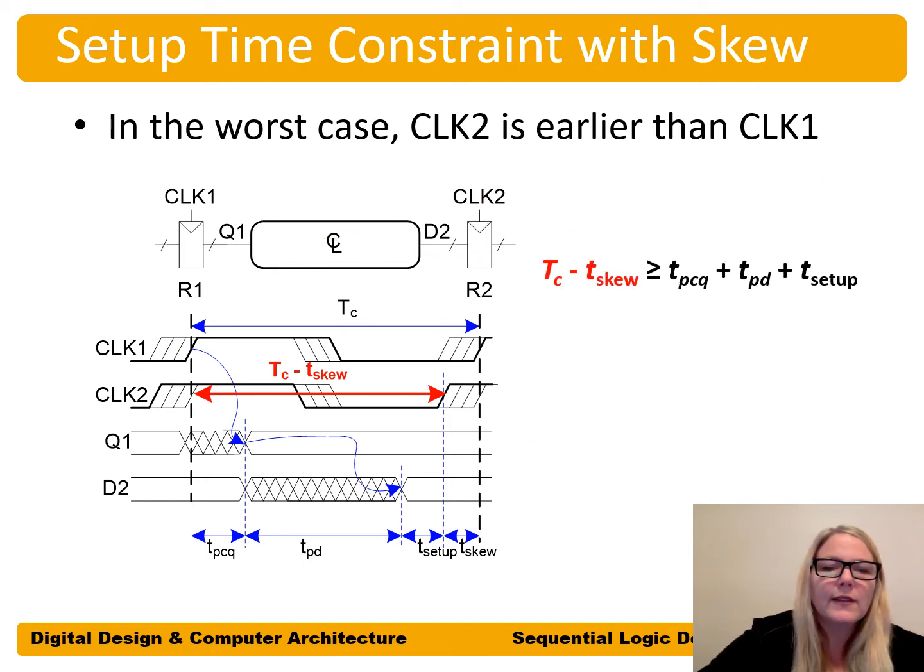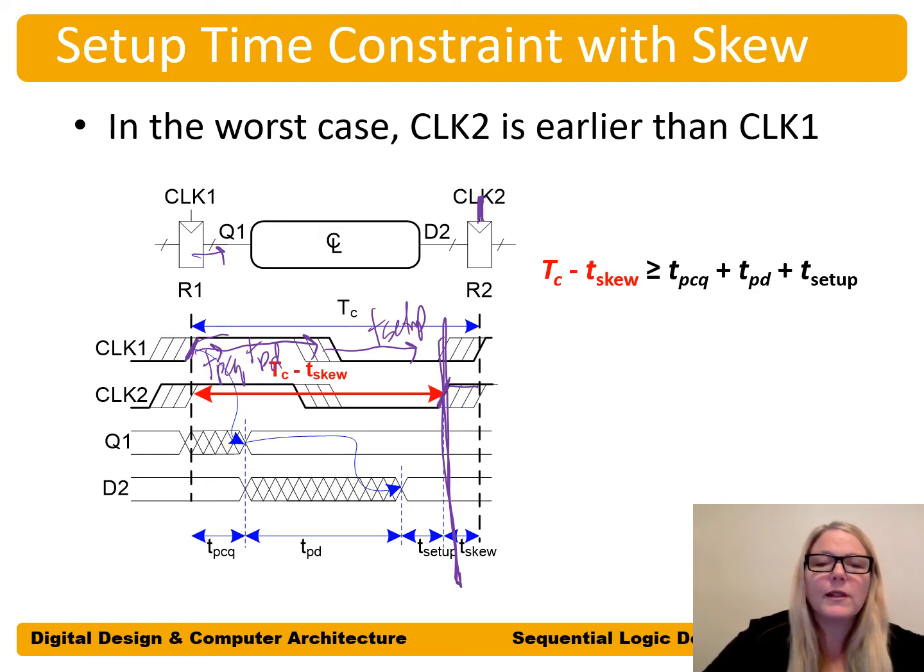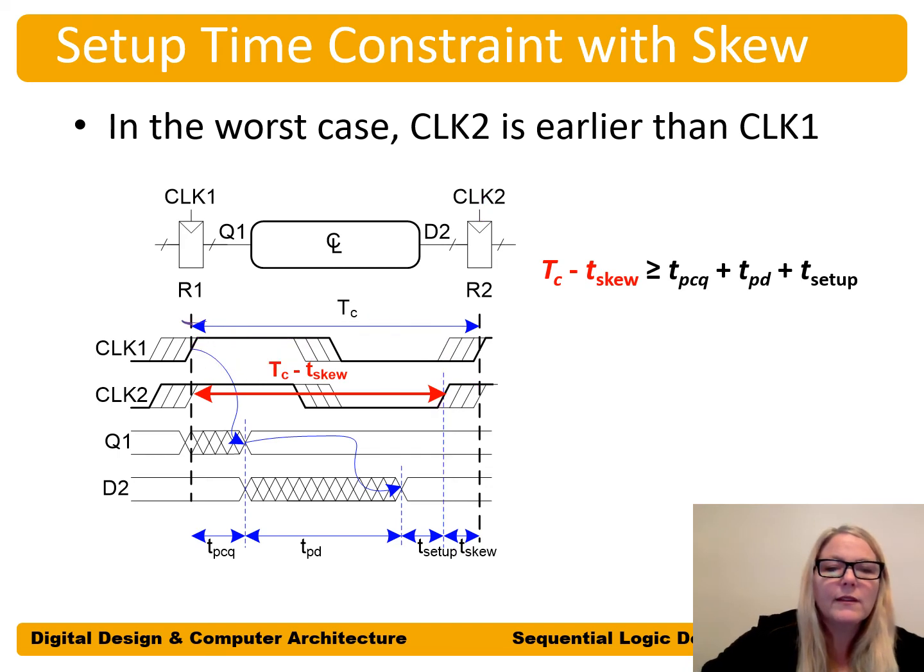And so looking at these pre-drawn figures, we clock in our data from clock 1, TP-CQ later, plus TPD plus a setup time is the stuff we need to do. We have to do that before the next clock edge. Well, the next clock edge is being driven by clock 2, right? The clock that's clocking out the data at D2. So instead of having Tc, this entire cycle time to do the work, we only have Tc minus, well, the difference in these edges, so minus T-skew.